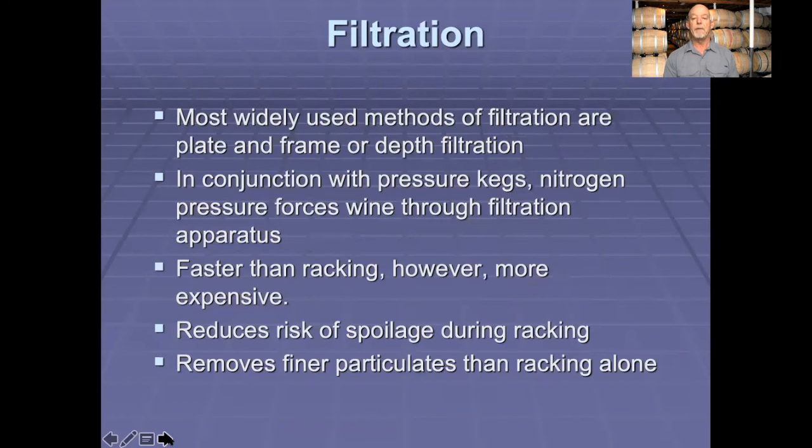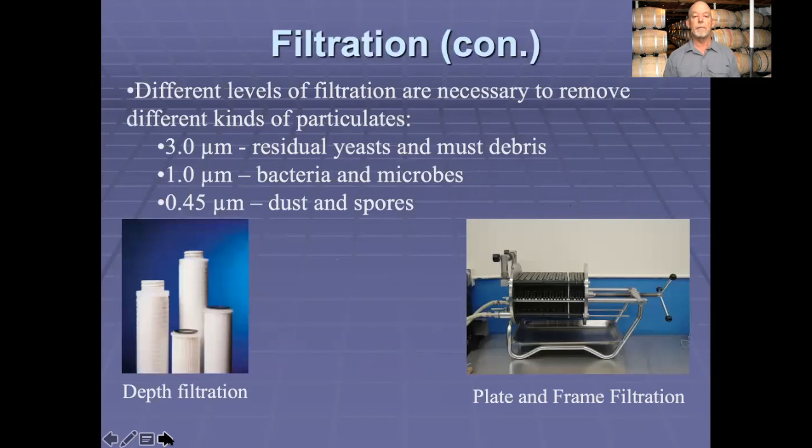Most widely used methods of filtration are plate and frame or depth filtration methods. In conjunction with pressure kegs in our experimental winery, we've used nitrogen gas as a pressure to force the wine through the filtration apparatus. This works very nicely because it reduces the exposure to oxygen, and two, it reduces the use of mechanical pumps. It's faster than racking. However, it's more expensive. It also reduces the risk of spoilage during racking and removes the finer particulates that racking alone may not remove.